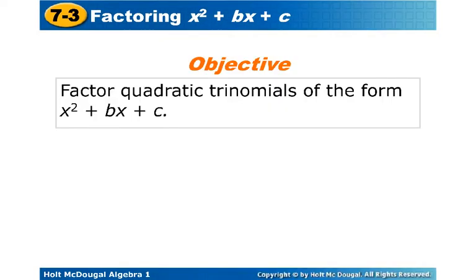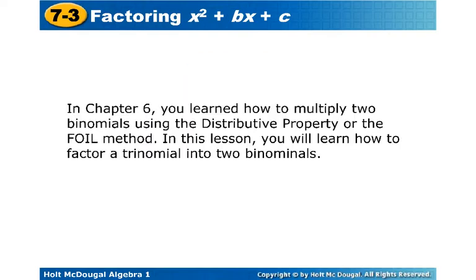So we are going to be able to factor our quadratic trinomials of the form x squared plus bx plus c. Remember, it's considered a quadratic because of that 2. So back in chapter 6, you learned how to multiply two binomials using the distributive property or the FOIL method. In this lesson, we're going to use those skills in order to factor a trinomial into two binomials.